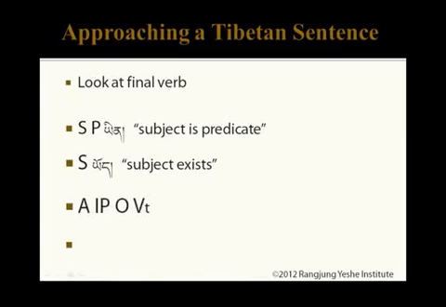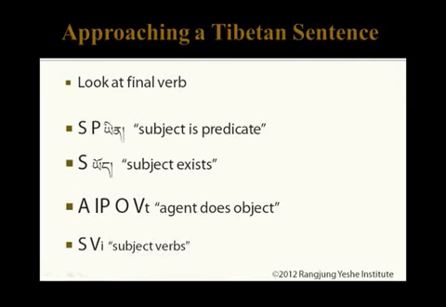If the verb is transitive, then the general structure is agent, marked by the instrumental particle, object, verb, which means the agent does the object. And if the verb is intransitive, then the general structure is subject-verb, meaning the subject verbs. So if you have a transitive verb, look out for an agentive particle. If you have other types of verbs, look to see if you can see an emphatic particle or a continuative particle that might mark the subject.